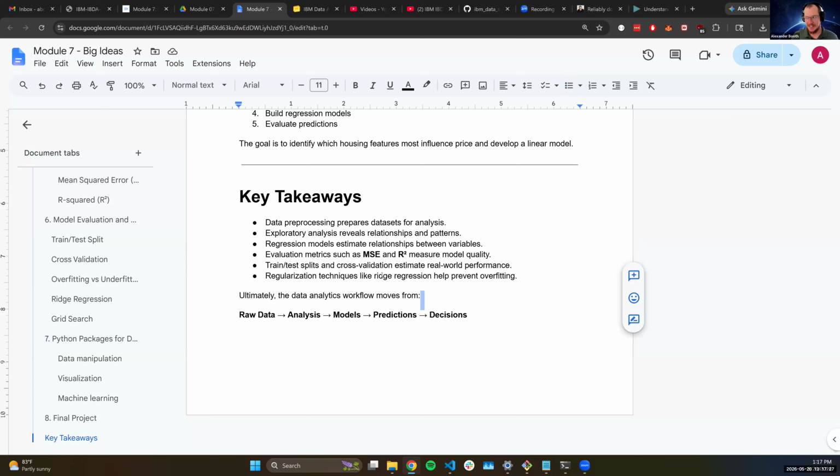And you have some advanced techniques such as ridge regression to help prevent overfitting, especially when you're violating linear model assumptions. How do we go from raw data, data analytics and analysis to models, predictions, dashboards, and decisions? Good stuff here in week 7.